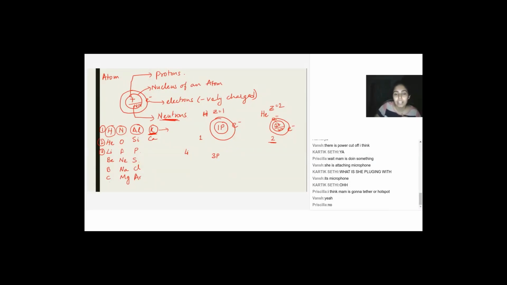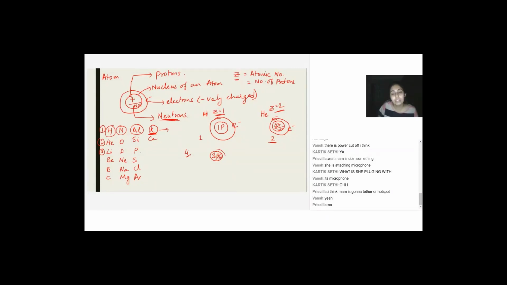Ma'am, what is the symbol you wrote? So this is the letter Z or Z, however you pronounce it, is the atomic number. Atomic number is equal to the number of protons. All right. So atomic number 1 has 1 proton. Atomic number 2 has 2 protons. Lithium is atomic number 3. It has 3 protons and 3 neutrons.